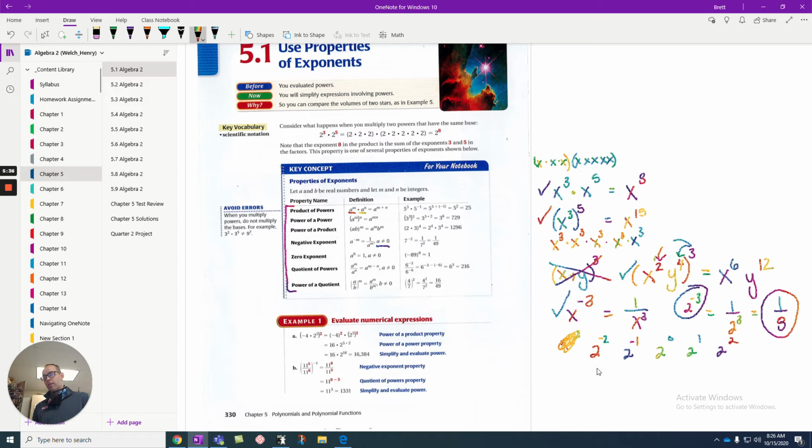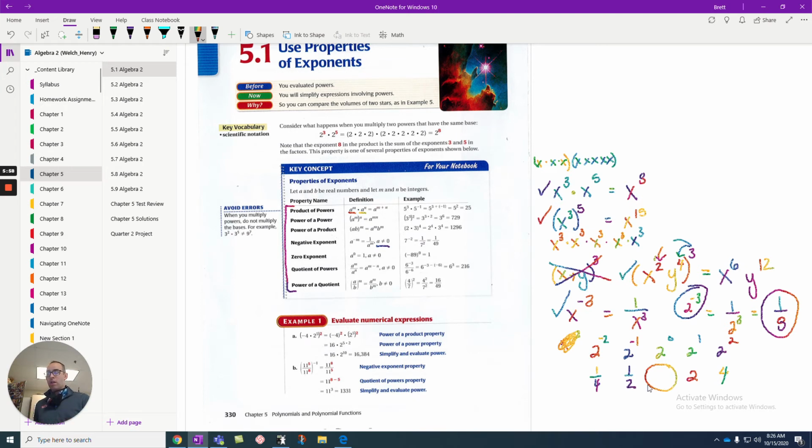This would be 1 over 2 squared, which is 1 over 4. This would be 1 over 2, so 1 quarter, then 1 half. Over here, 2 to the first is 2, and 2 to the second is 4. There's got to be a number between 1 half and 2 somewhere that makes sense for this.